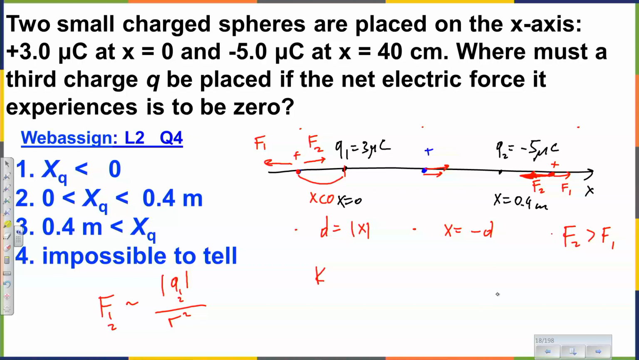And well, now again, k q1 q over d squared should be equal to k q2 q over, what is the distance from the second charge to the location of the third charge? It should be now 0.4 plus d, squared. That's it. And starting from this, you just have to do the same mathematics and solve it for d. Nothing new.